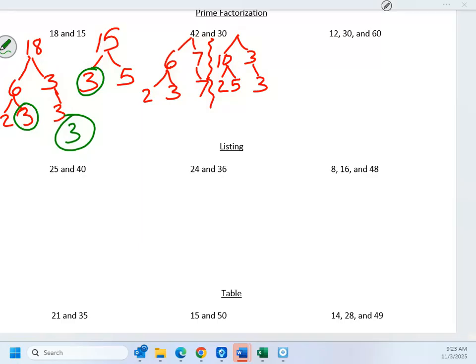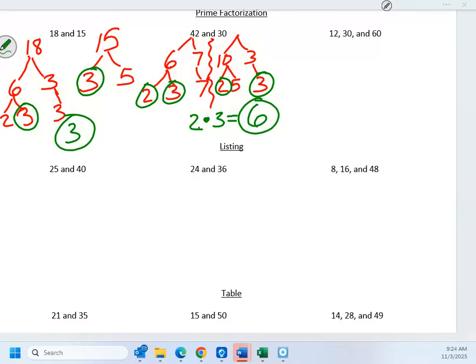2 and 3. They each have a 2, and they each have a 3. So any numbers that they share in common, I'm going to multiply them together. So they share a 2, they share a 3, they do not share the 7 or 5, so I don't write those down. So I'm just multiplying 2 times 3. Our greatest common factor between 42 and 30 is 6.